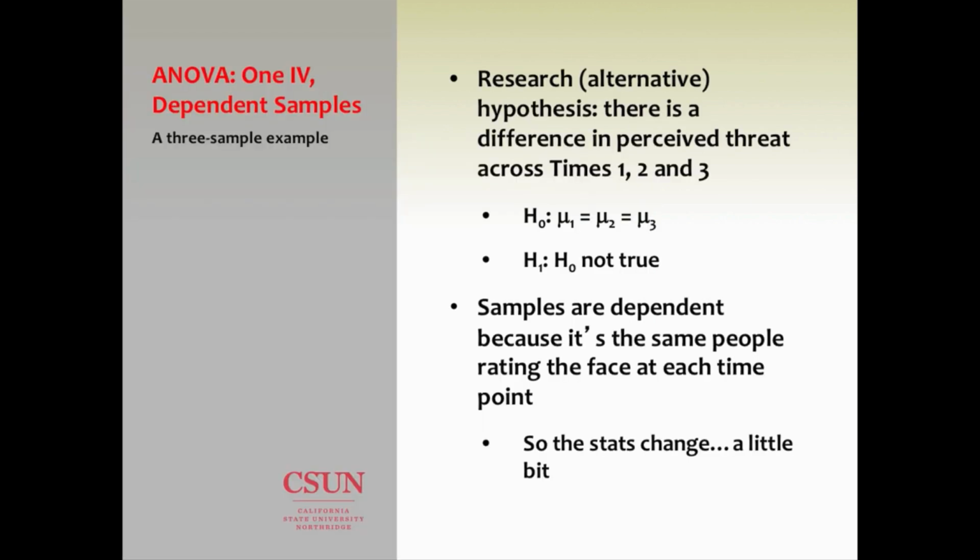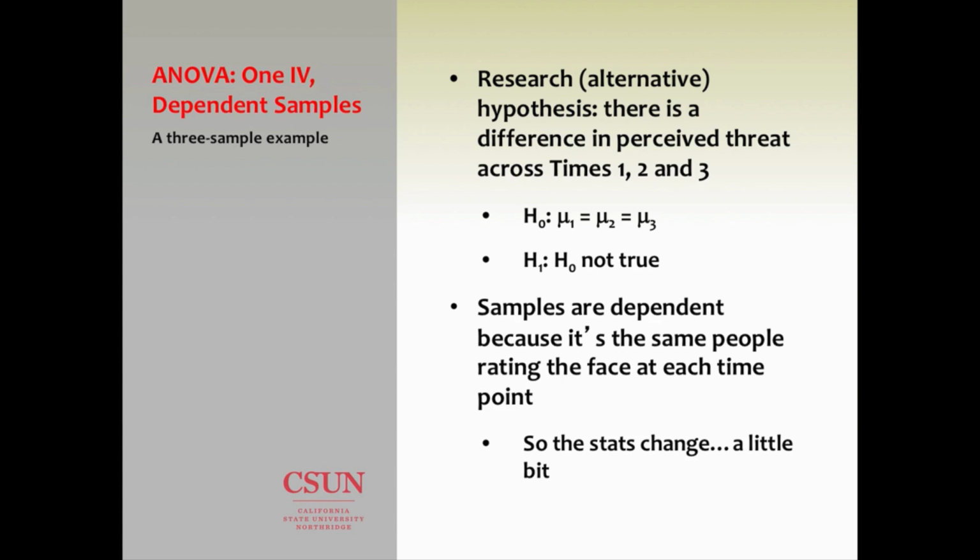Anyway, moving on. The alternative hypothesis and the hope is that someone who is socially anxious, gaining familiarity, let's say, with this face or this person over time, is going to have a decrease, a change in their perceived threat across times 1, 2, and 3. So the alternative hypothesis is that there is a change over time. The null hypothesis is that there is no change. If there's no change, then the mean perceived threat is the same at time 1 as it is at time 2, as it is at time 3. The alternative is that the null is not true.